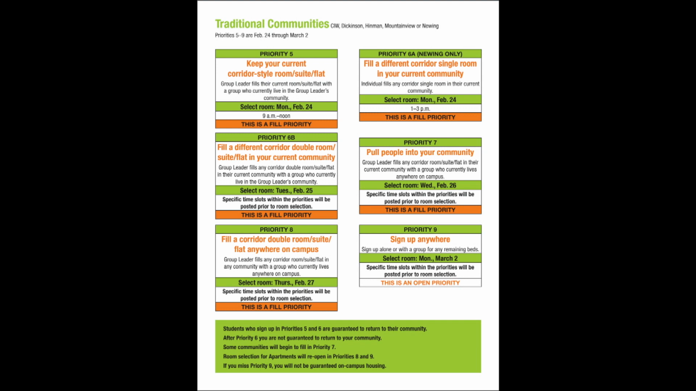First is whether or not it is a fill priority. Fill priorities mean you have to completely fill the room, suite, flat, or apartment during that priority with the members of your group. The second is your group composition. Different priorities have different rules regarding the people that you'll be living with. Some require that everyone in your group currently lives in the same community that you do, where others allow you to pull students in who currently live in other communities into the community you currently live in.